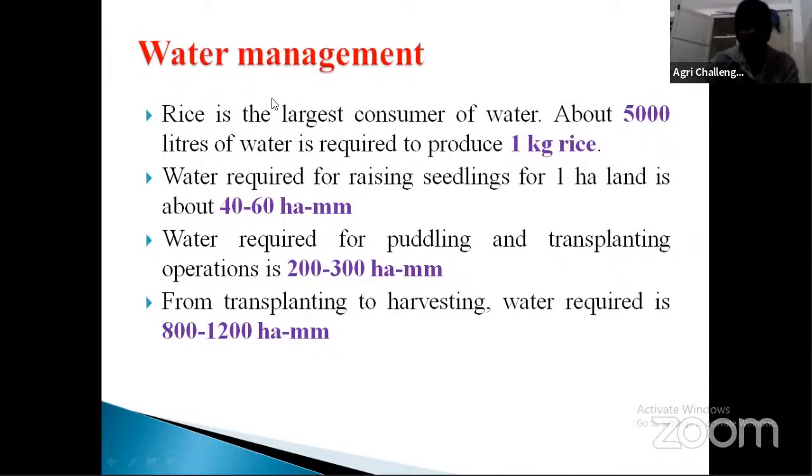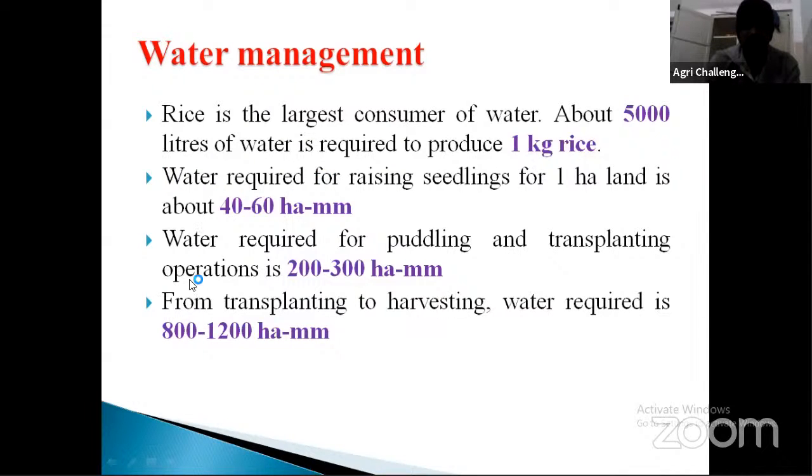And water management in rice. Rice is the largest consumer of water. In cereals, pulses and millets, it is the largest consumer of water. About 5,000 liters of water is required to produce 1 kg rice.